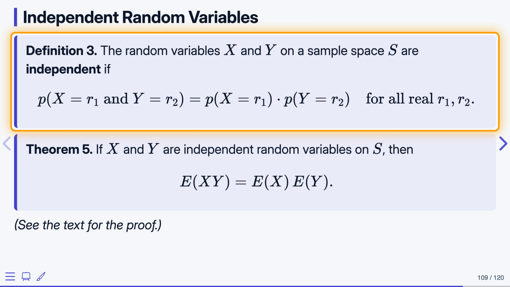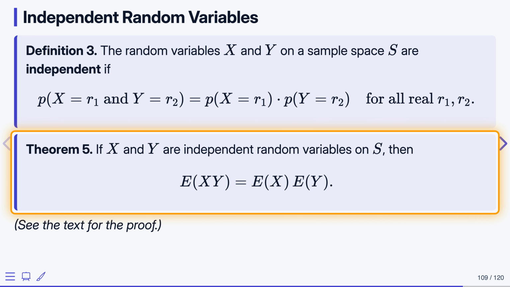We can also speak of independent random variables. X and Y are independent when, for every pair of values, the chance that X equals the first value and Y equals the second is just the product of the two separate chances. Look at the words. This must hold for all values, not merely for one lucky pair. In other words, knowing X tells us nothing about Y.